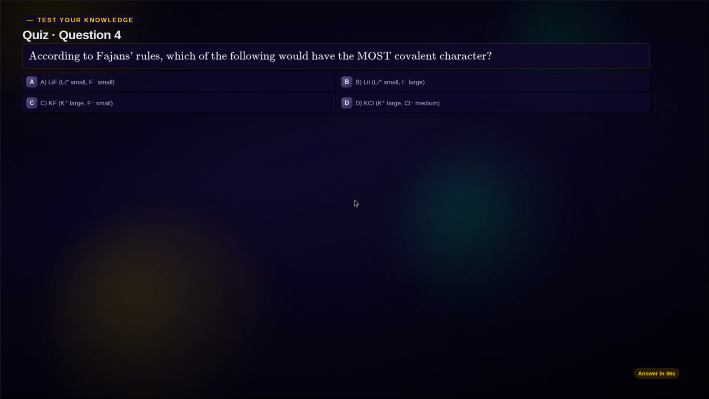Quiz question 4. According to Fajans' rules, which of the following would have the most covalent character? Option A, lithium fluoride with small Li+ and small F-. Option B, lithium iodide with small Li+ and large I-. Option C, potassium fluoride with large K+ and small F-. Or option D, potassium chloride with large K+ and medium Cl-.